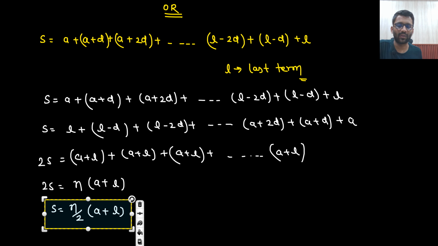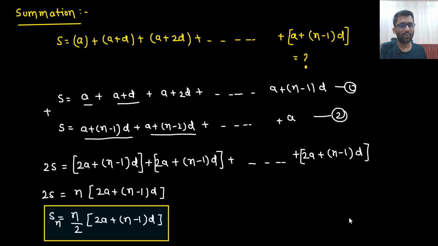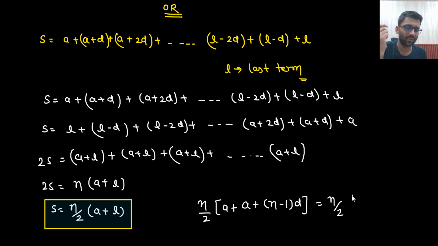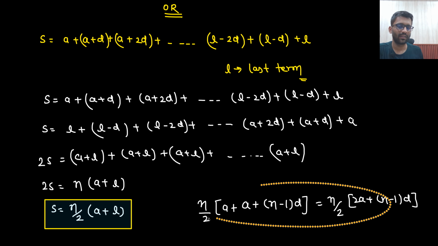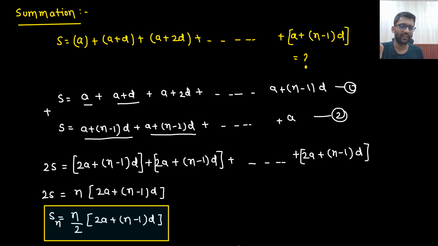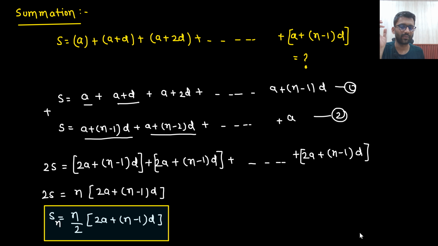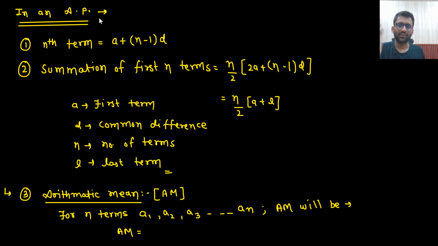So this is also one of the formulas. Both formulas are the same only. n by 2 into (2a plus (n minus 1) into d). Now this is written as n by 2 (a plus L). What is L? What is the last term? The last term is the nth term. And what is the formula of the nth term? The formula of the nth term is a plus (n minus 1) into d. So what do you get? n by 2, a plus a is 2a, plus (n minus 1) into d. The same thing is there. So Sn is n by 2 (a plus L), and here Sn is n by 2 (2a plus (n minus 1) into d). So these are the formulas.